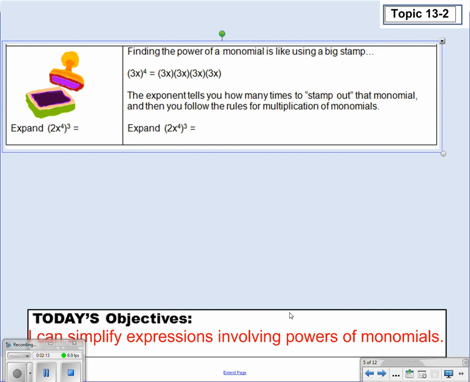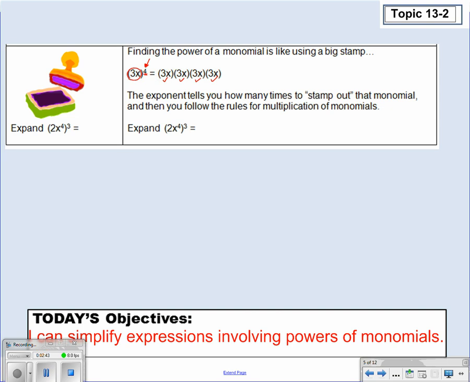So our topic for today, we're talking about monomials that have powers with them. When you are finding the power of a monomial, it's like using a big stamp. Notice in our expression today, the exponent is outside the parentheses. We're going to use the exponent like a stamp again. So everything inside the parentheses is going to be stamped out 4 times. So here's 1, 2, 3, 4.